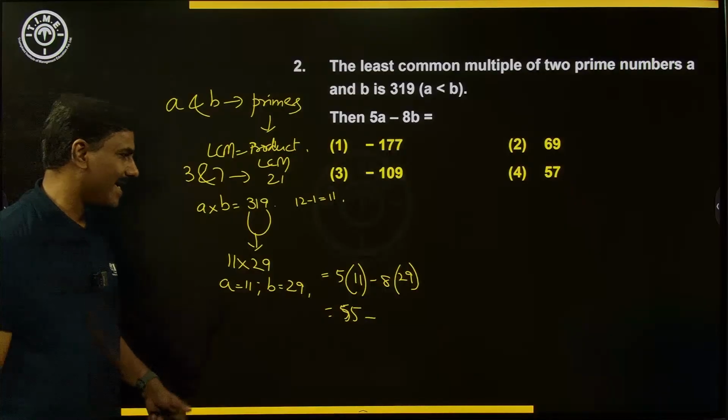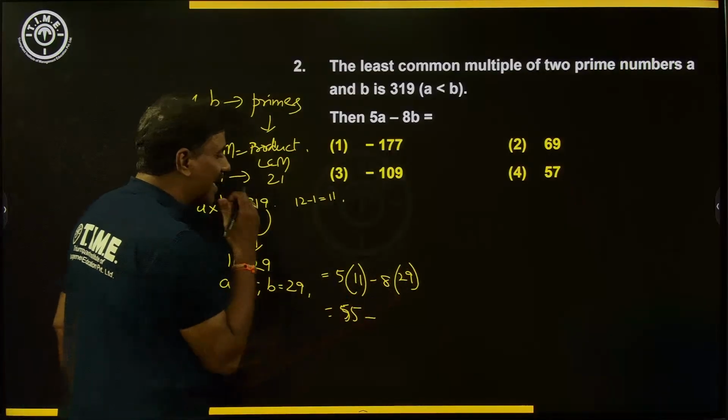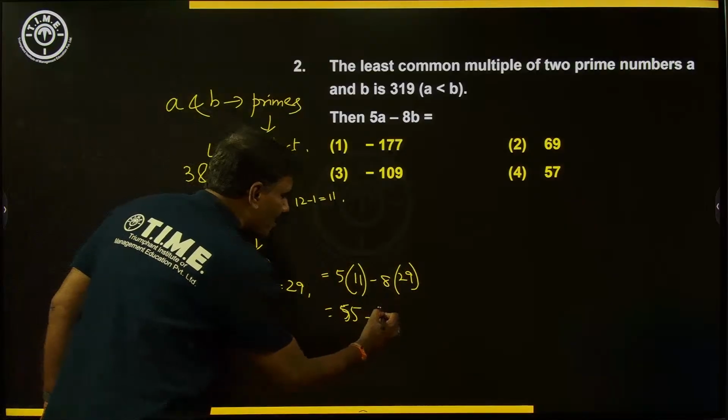But here we have 29 times. 8 30s is 240, got 1 time less, so how much less? 8 less. It should be 232.